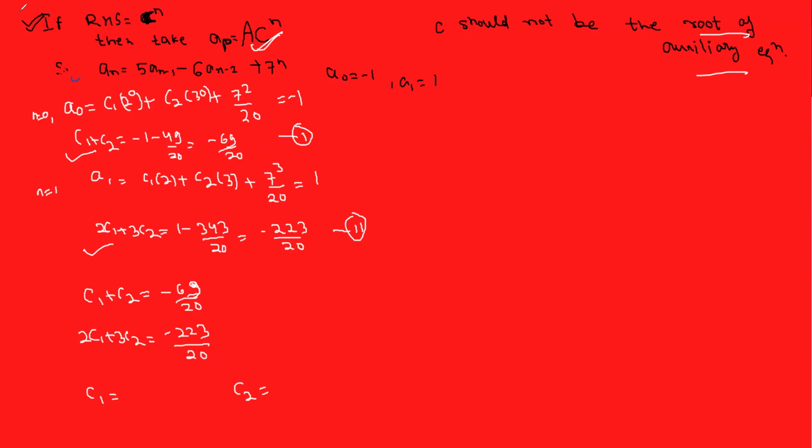15, 17 minus by 4. Okay. So put C1 and C2 here. Where C1 is 4 by 5 and C2 is minus 17 by 4, plus 7 raised to n. This is your final answer.